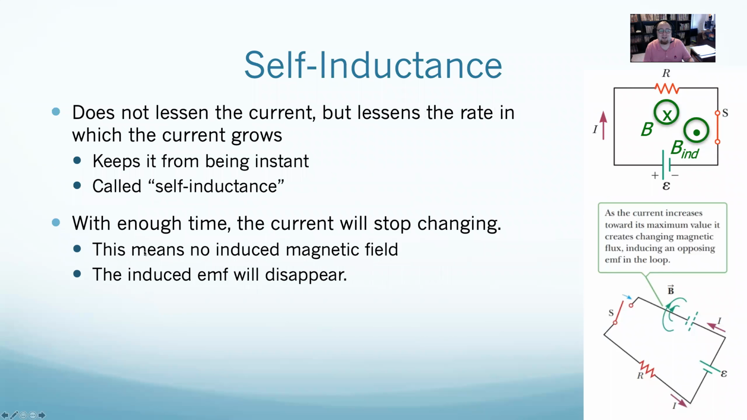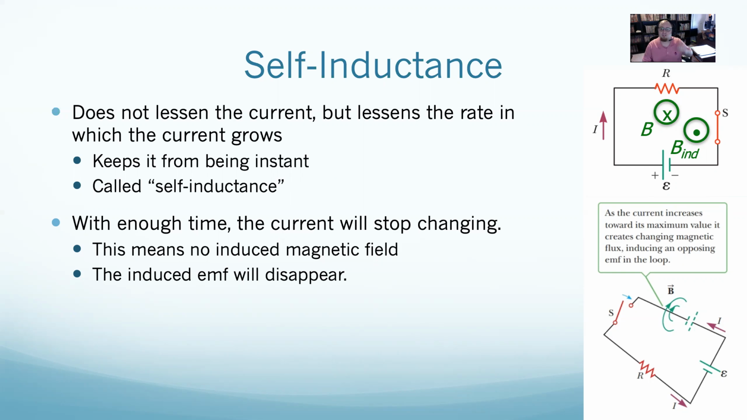Now this is called self-inductance, and it literally is what happens. If you take that simple circuit and go from open to closed, the voltage does not instantly match the battery. The voltage on the resistor is not instantly the voltage of the battery. What self-inductance does, which is inductance by your own existence, hence self-inductance, is slow it down.